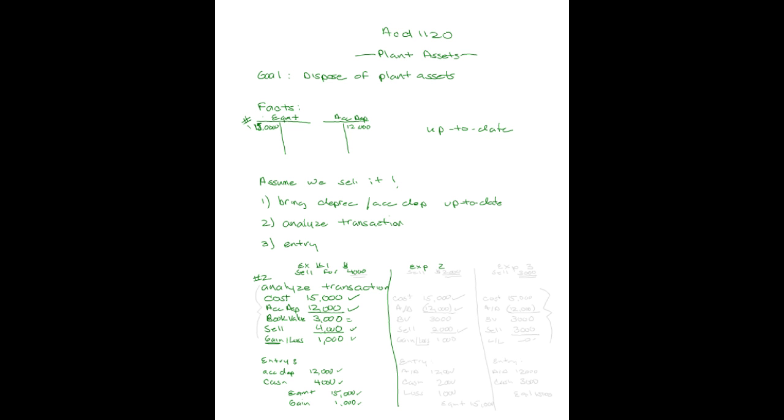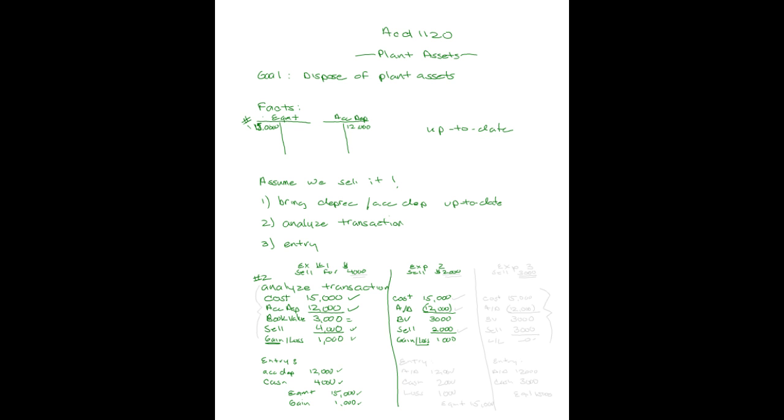In example 2, let's sell this piece of equipment for $2,000. I still would analyze the transaction. The cost is still $15,000. My accumulated depreciation is $12,000, leaving my book value of $3,000. So I have a $15,000 asset. I've recovered $12,000 of it through depreciation expense. I have $3,000 left to recover. I sell it for $2,000. If you have $3,000 tied up in something and you sell it for $2,000, is that a gain or loss? And clearly, that's a loss of $1,000.